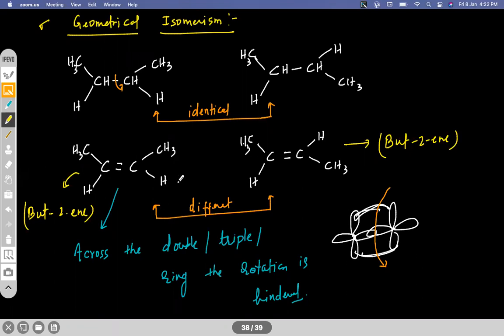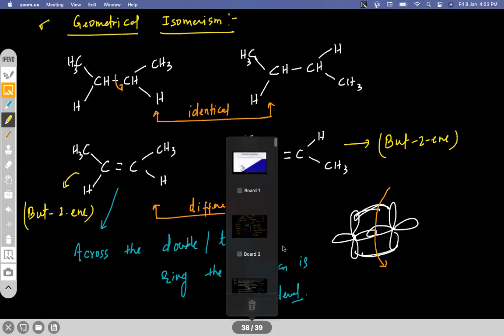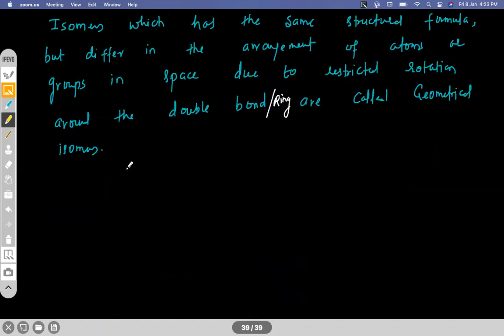Suppose if I ask you to draw the structure of but-2-ene, some of you will draw this, some of you will draw this, and both are different molecules, right? So we have to specify which structure we are talking about, correct? So to overcome this difficulty, we have a term here, and that term is cis-trans, E-Z, and syn-anti nomenclature. So to write down the name of geometrical isomers, we have different naming systems.